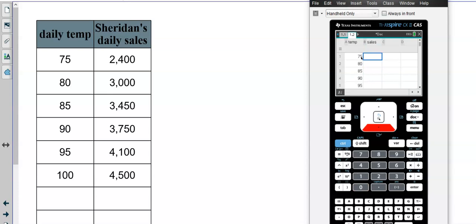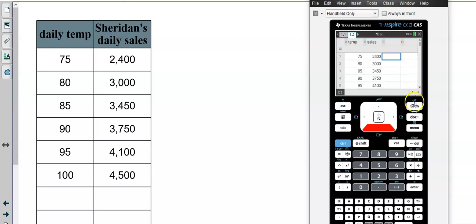Go back up to the first cell. Here it says 2400, 3000, 3450, 3750, 4100, 4500. Okay, and notice I moused out of the cell. You could even put your cursor in the next column, that would be fine. So I typed in all the data.